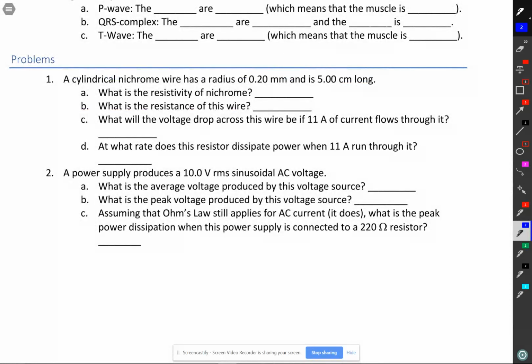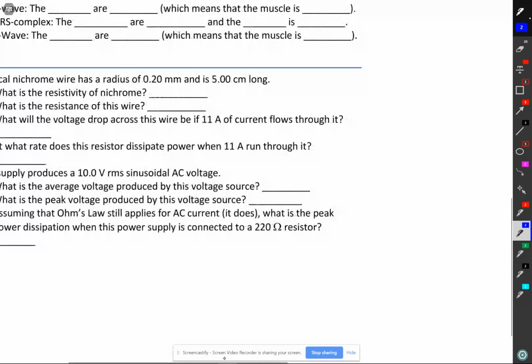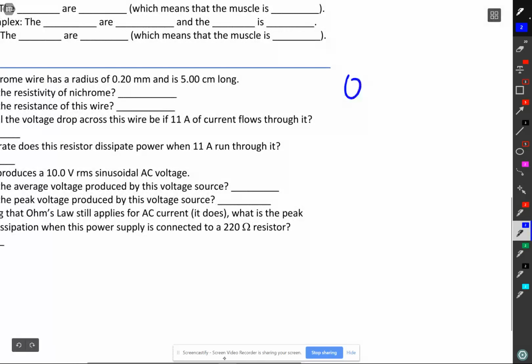A cylindrical nichrome wire has a radius of 0.200 millimeters and is 5.00 centimeters long. So I have a cylinder. How do I know it's a cylinder? Because it said it had a radius. Okay, so just trying to illustrate where the backside is. I don't know, that's a terrible idea. And we're given the radius and the length.